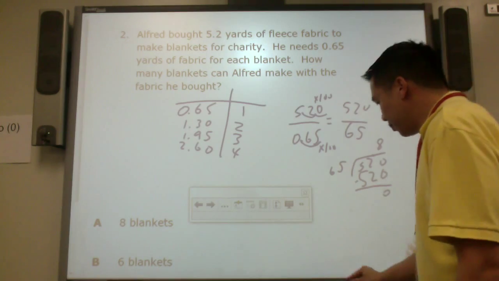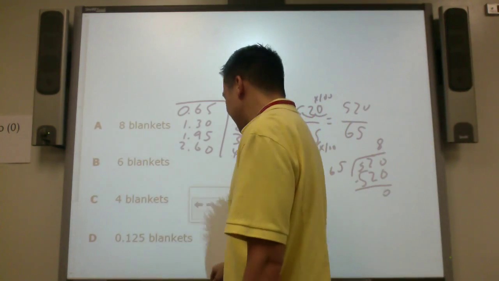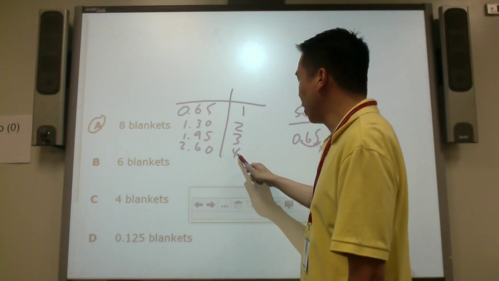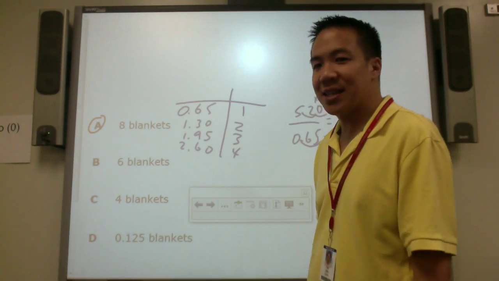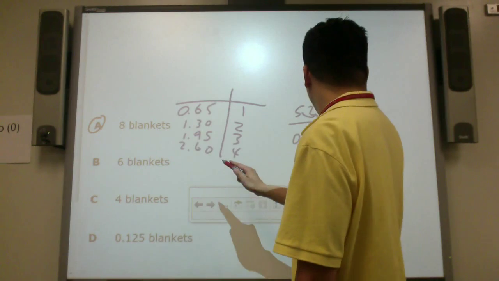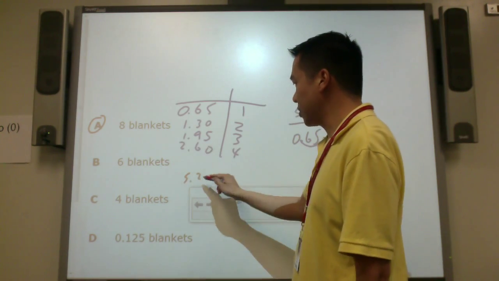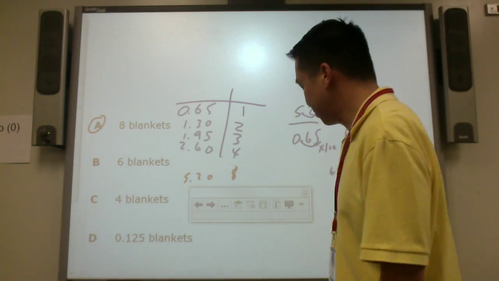Perfect. And which one makes sense? A is correct. Let's think about it. Look at our table. 4 blankets needs 2.60. Our goal was to reach 5.20. If you double this, you'll get 8.